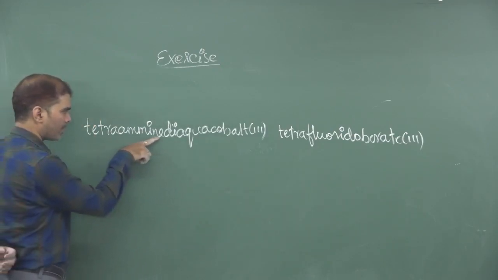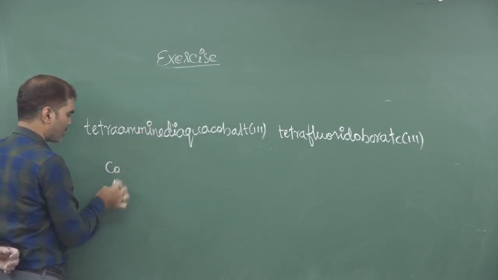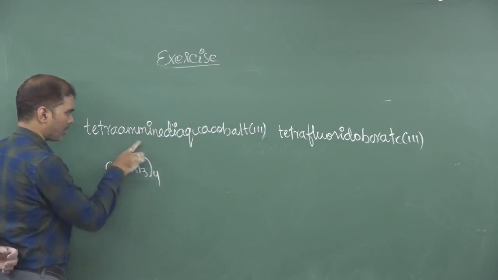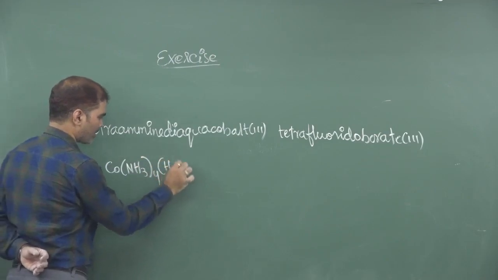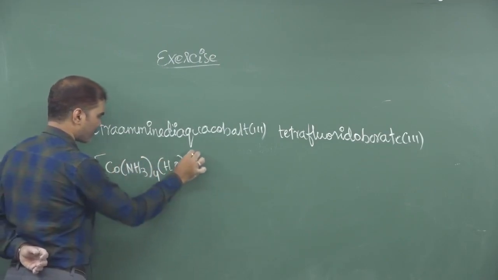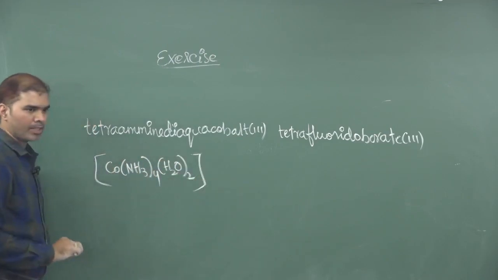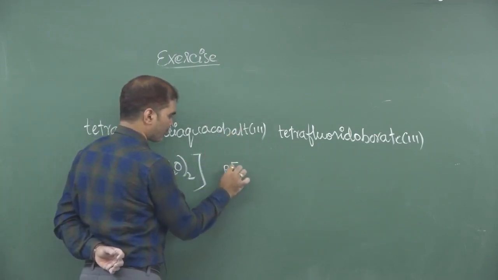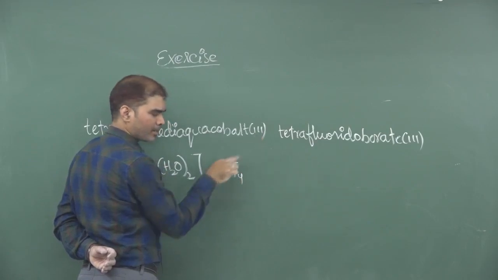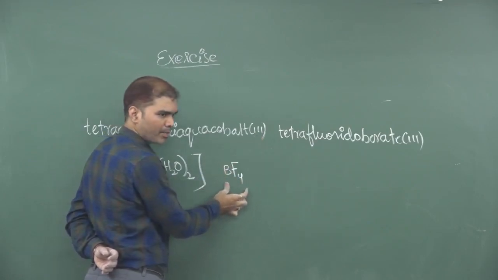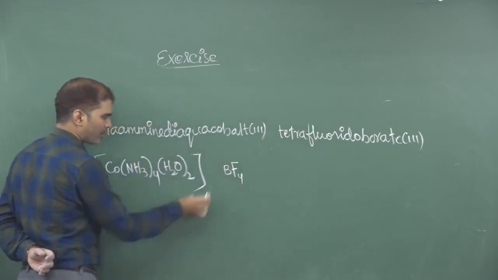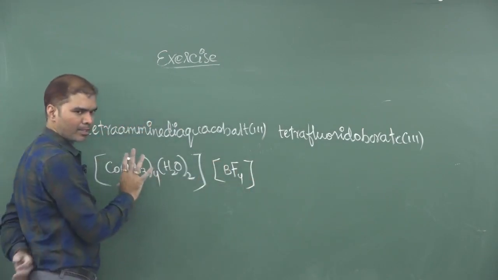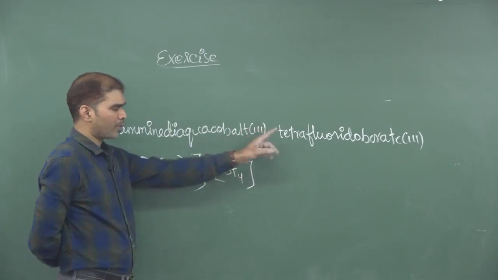First one, tetraamminediaquacobalt. Cobalt is there, 4 ammines, and diaqua, 2 water molecules are there. Tetrafluoridoborate should be the negative part because it is ending with -ate, borate. So BF4. Now this is the anionic part, this is the cationic part.